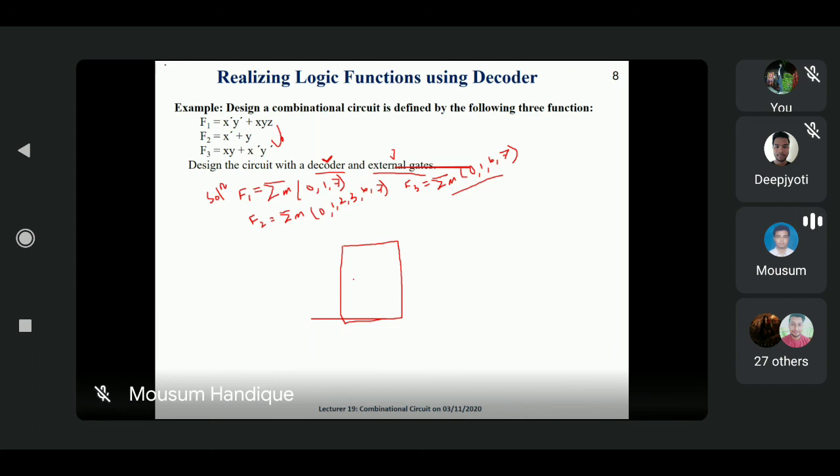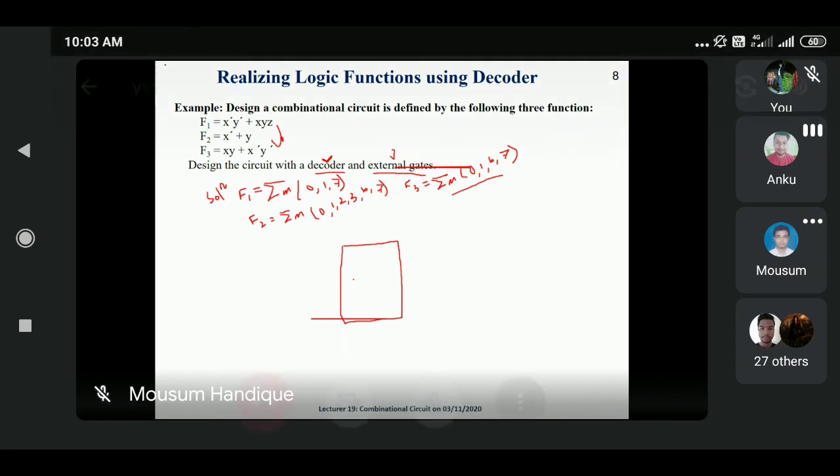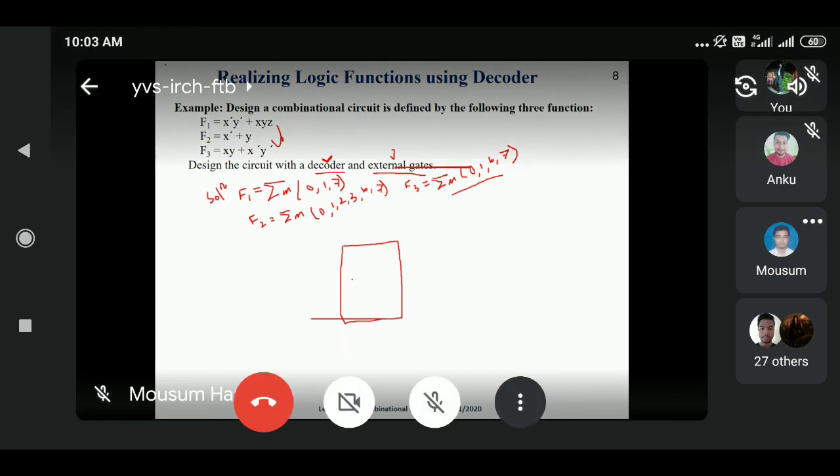Based on the function, we know that we are using only the 3 variables. So input is 3. Then now what is the output? 8. Yes, correct. कितना टाइम लग रहा है? 3 into 8 decoder. बाकी तो सो रहा है, मुझे पता है अभी.